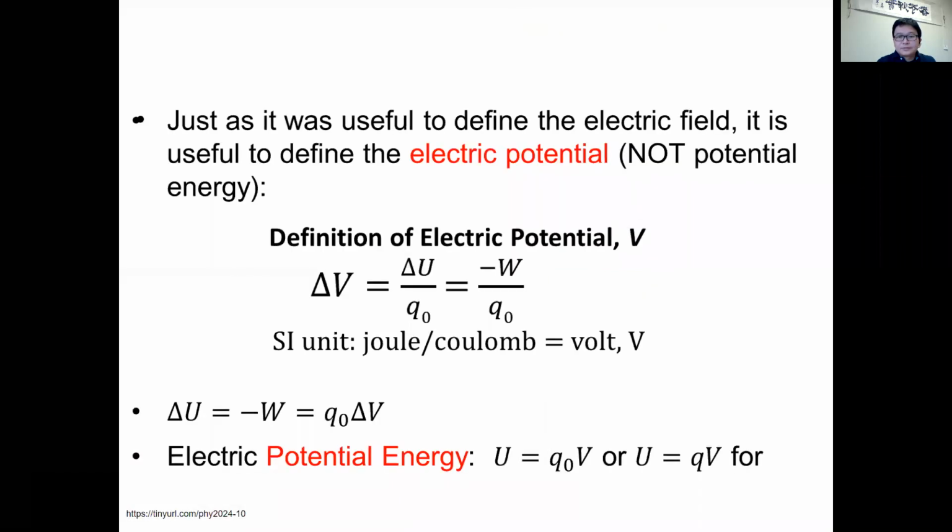So let me just go back one slide here. For electric potential, it's in the units of volts. If you multiply Q by delta V, then it gives you energy. So coulomb times volts equals joules of energy.